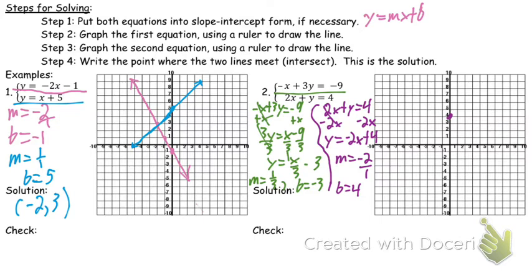So from 4, go down 2 to the right 1 since it's a negative slope. Or we can go up 2 to the left 1. And then for our other equation, we start at negative 3. And our slope is 1 over 3. So for every 1 we go up, we're going to go 3 to the right. Or for every 1 we go down, we're going to go 3 to the left.